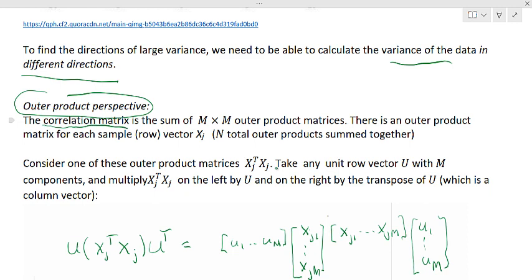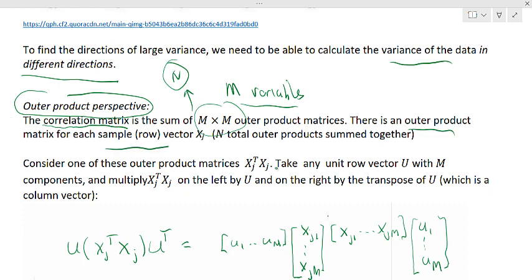Okay. Now, if I have m variables, then this is going to be an m by m matrix. And if there are n data rows, this is going to be the sum of n outer product matrices, right? The size of the outer product matrix depends on the variables. The number of terms in the sum is the number of data rows. Okay. There's an outer product matrix for each sample, row vector.